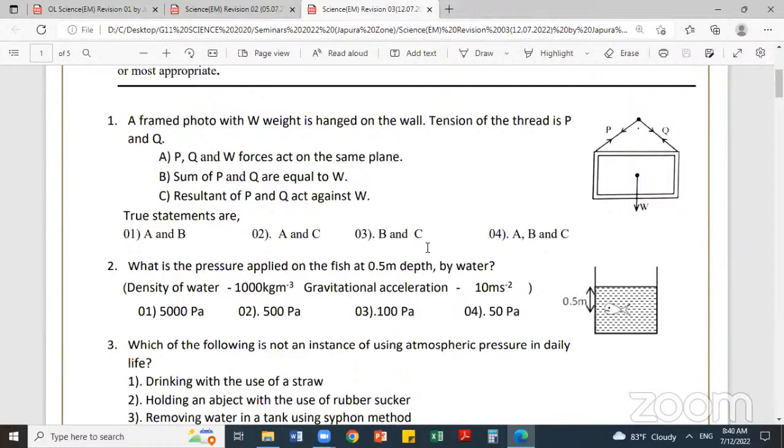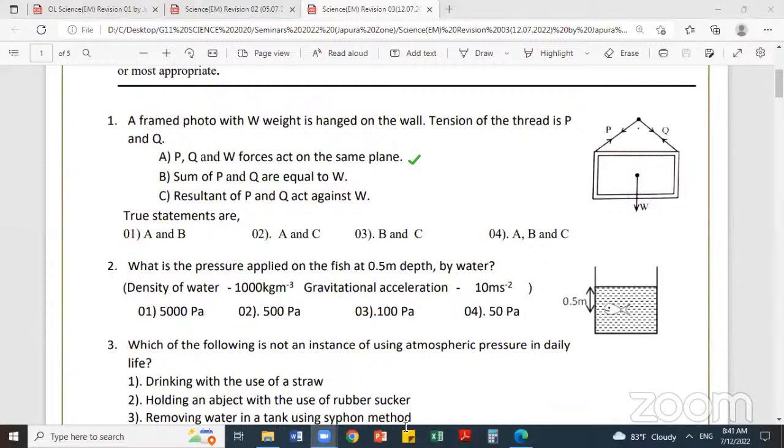The first statement is correct, they are all on the same plane. Remember, in our syllabus, whether two forces or three forces, all the questions you get will be on the same plane. Forces that are on the same plane are called coplanar forces. So the first statement is correct. Those who have done this paper, you can mark the answers with a red pen. First statement is correct. Second statement, sum of the forces.